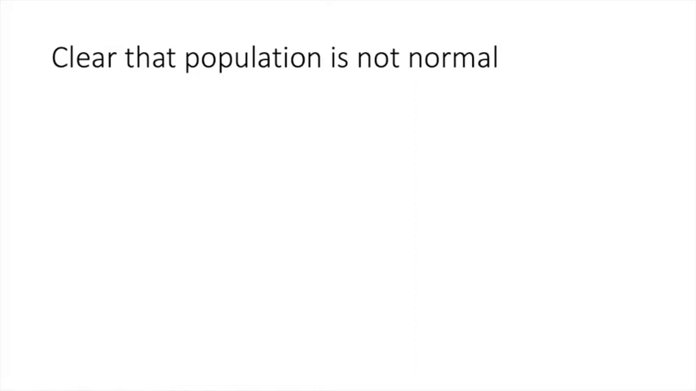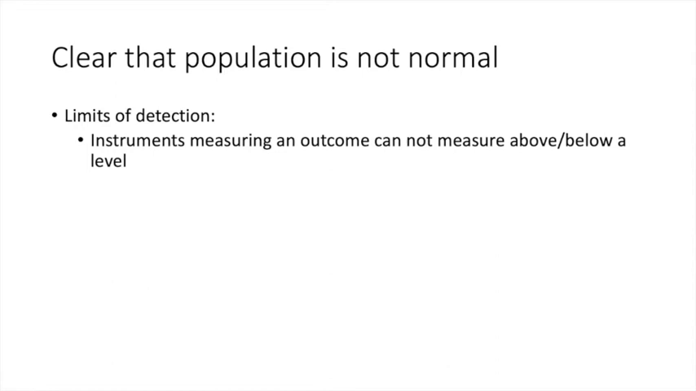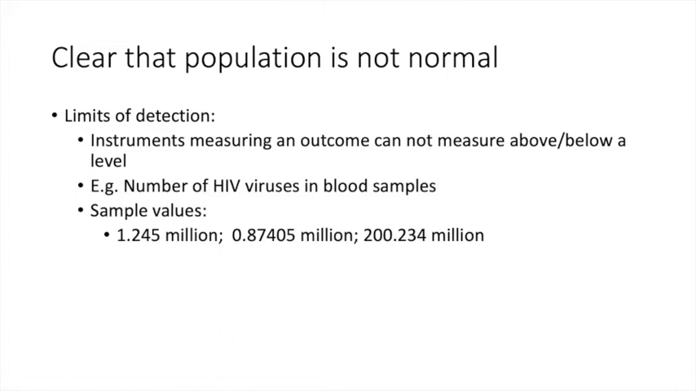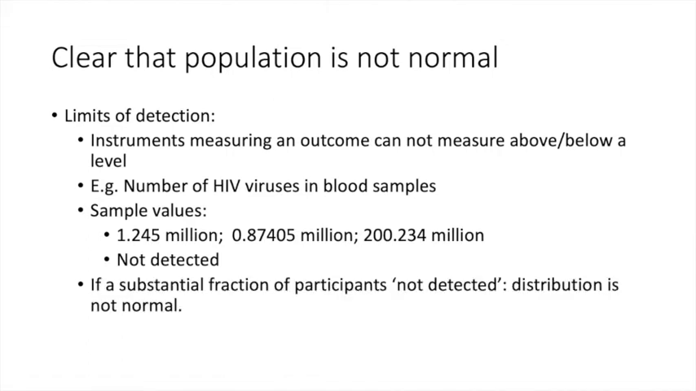The population can also be not normal if the data comes from an instrument that has limits of detection. For example, counting HIV viruses below a certain threshold may not be possible. Hence, sample values can be any of these values that you see on screen, or it could be not detected. So if a substantial fraction of observations is not detected, the distribution is not normal because it appears like a part of it has been chopped off if we plot that distribution.